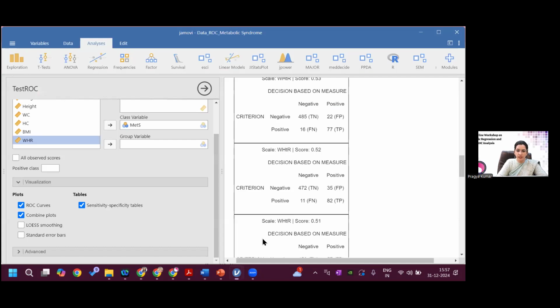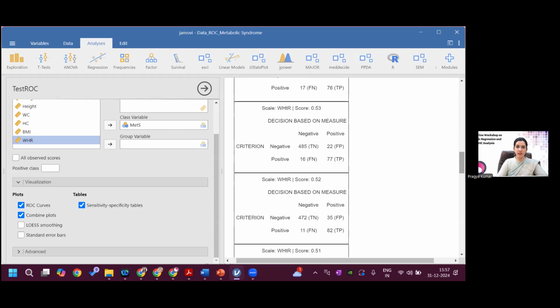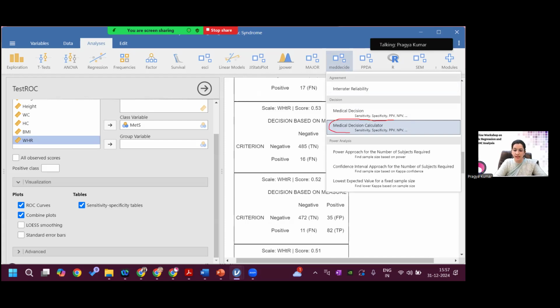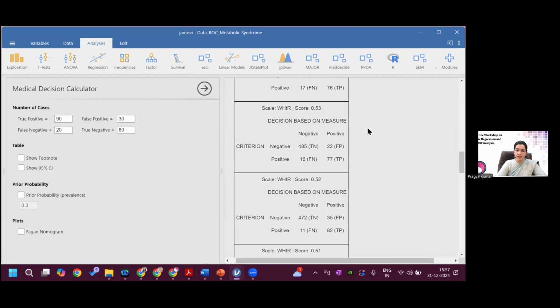And in Jamovi, I have asked you to download this MedDecide also. So now this was my cutoff and I have given the sensitivity and specificity, but I need to give the post-test probability also. And if I wish to give Fagan's nomogram, then you can go to MedDecide. Here in MedDecide, there is something known as the medical decision calculator. You can calculate the likelihood ratio here also, but it doesn't give you the 95% CI for everything. So I will click on medical decision calculator.